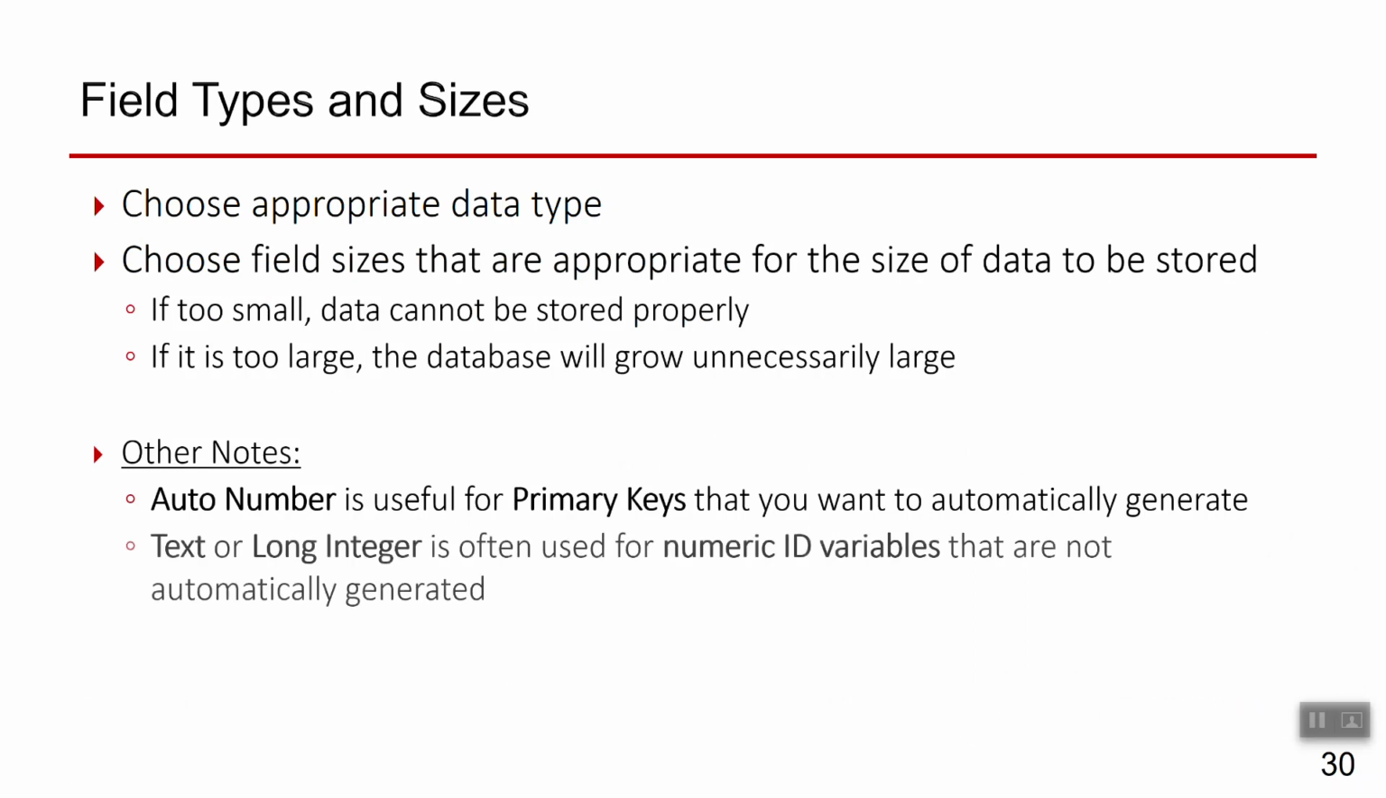Okay, so we want to be mindful of field types because if our field size is too small, the data can't be stored properly. And if our field size is too large, the database will grow unnecessarily large. And we talked about the AutoNumber is useful for primary keys. Access will automatically generate those for us. And if we have a numeric ID variable, that could be read in as either text or a long integer. And if you're importing data, you might just check if your long integer for some reason does not read in well, then you might try the text option. For fields with numbers and letters, you would have to use the text option.